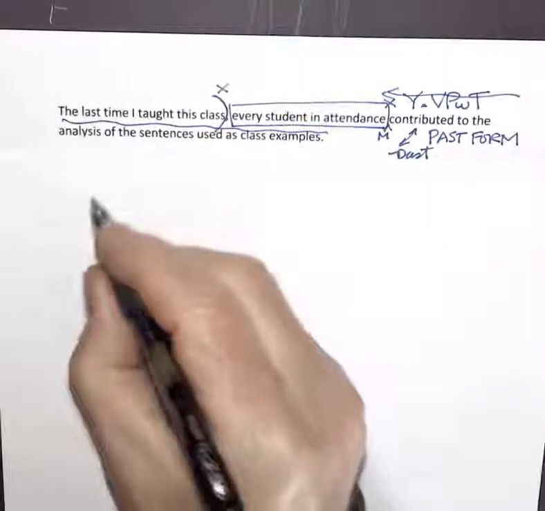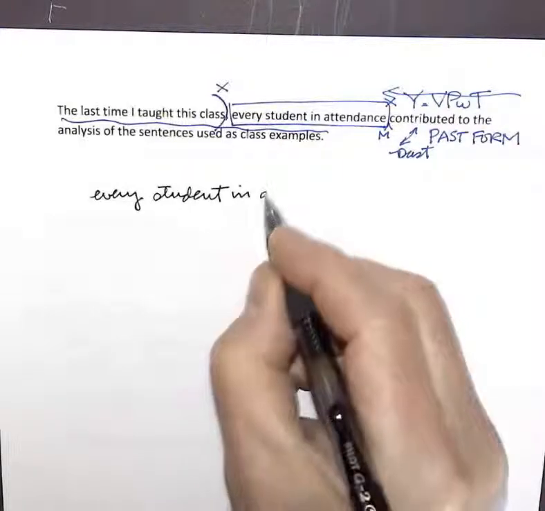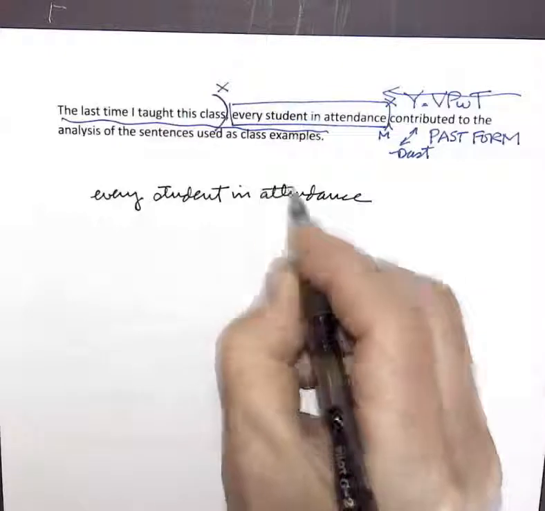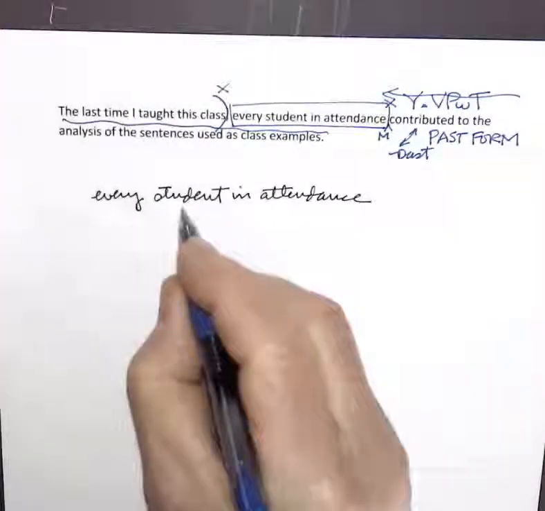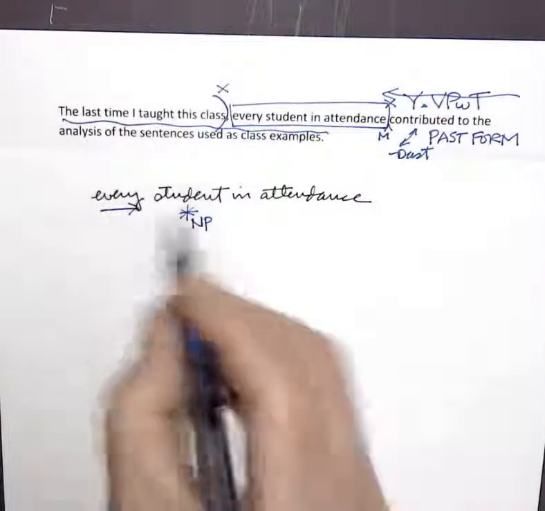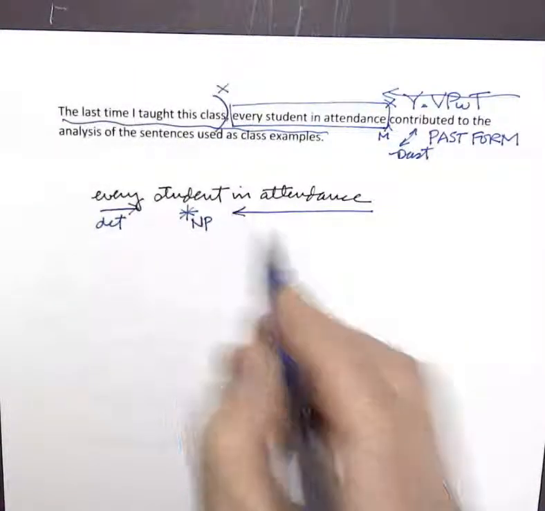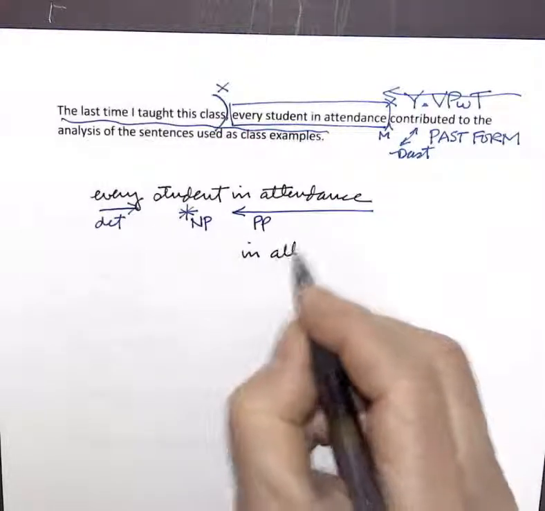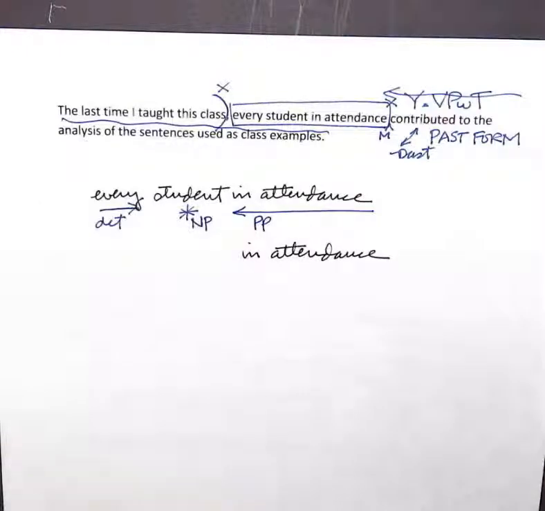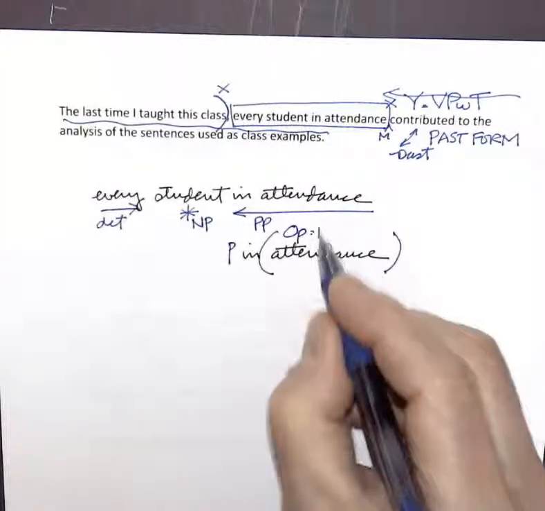Every student in attendance. Every student is a noun phrase. Student is the head. Every is actually, let's call it a determiner. In attendance is a prepositional phrase. We'll rewrite it. In attendance. The preposition is in. The object of the preposition is attendance, and that's a noun phrase. It's already just one word, so we won't have to go any further with that one.